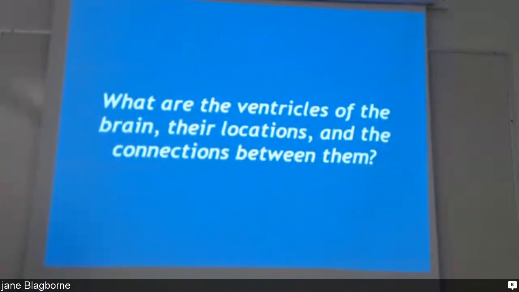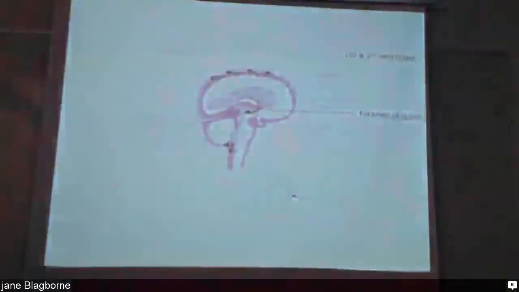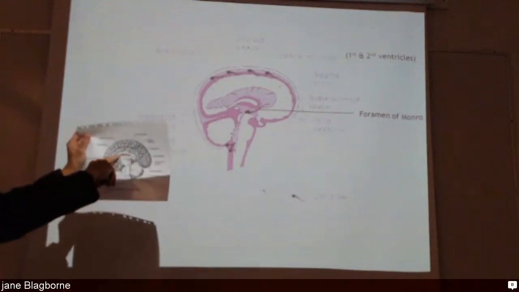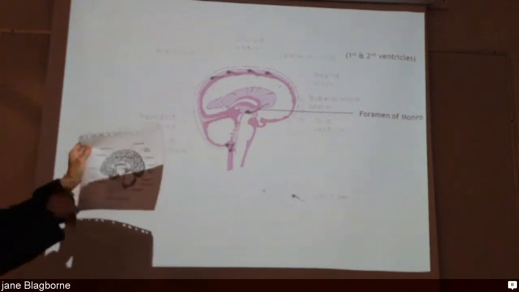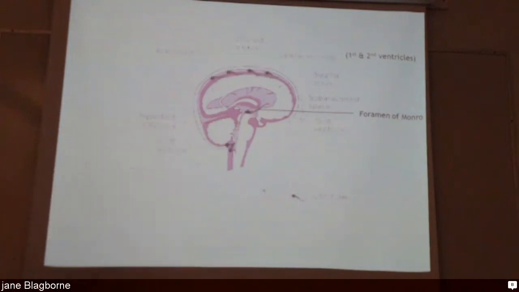So the ventricles, we talked about those a little bit earlier when we were talking about cerebral spinal fluid. The ventricles are fluid-filled sacs, just like we described, in the center of the brain. So they are responsible for the production of cerebral spinal fluid.